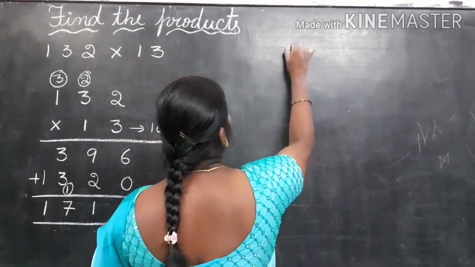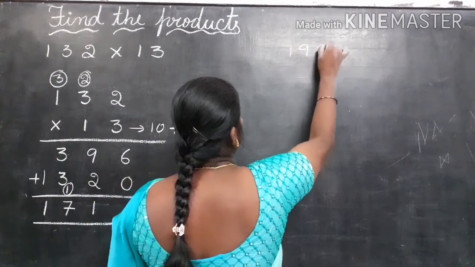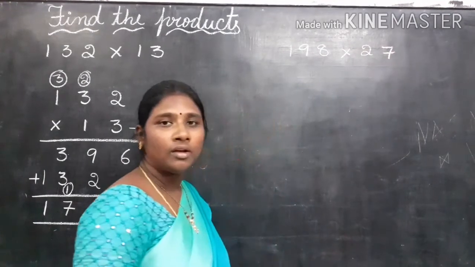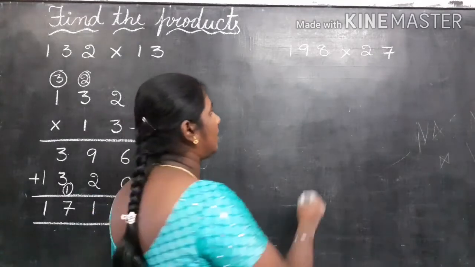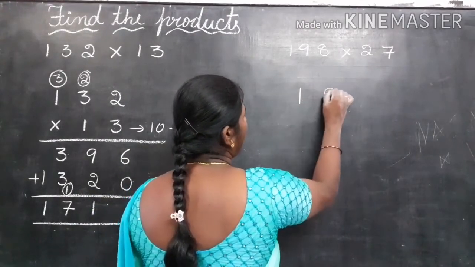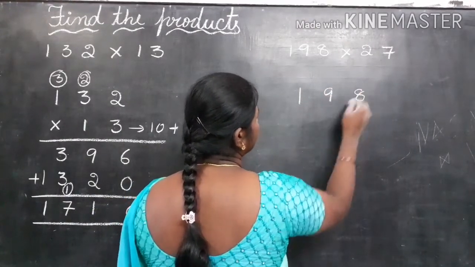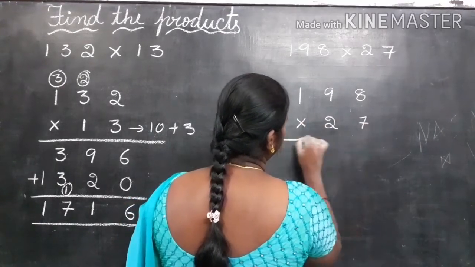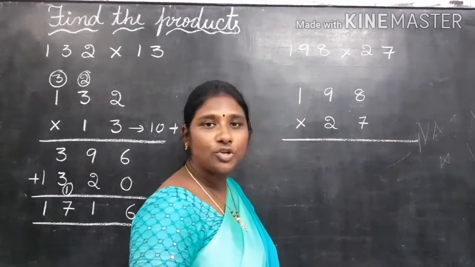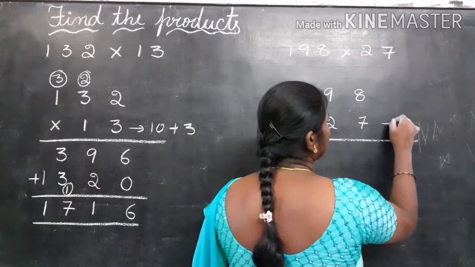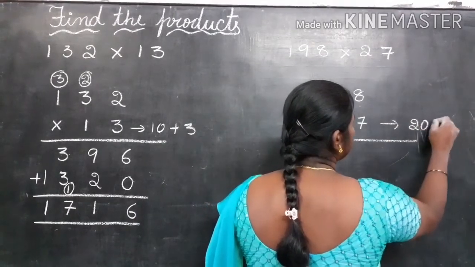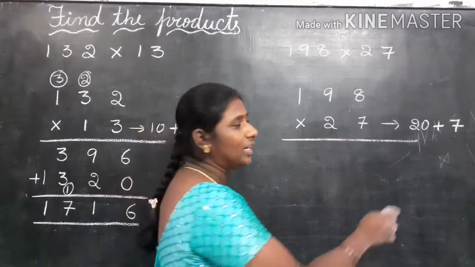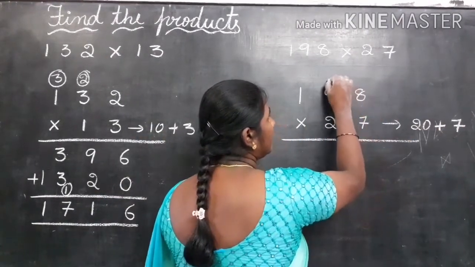Next, 198 into 27. How should we write this 27? Yes, 20 plus 7. First we have to multiply with 7.